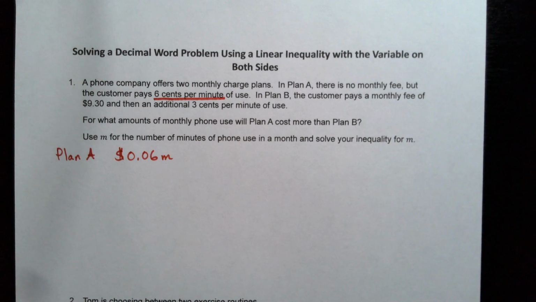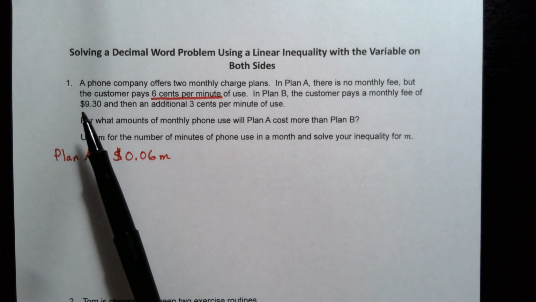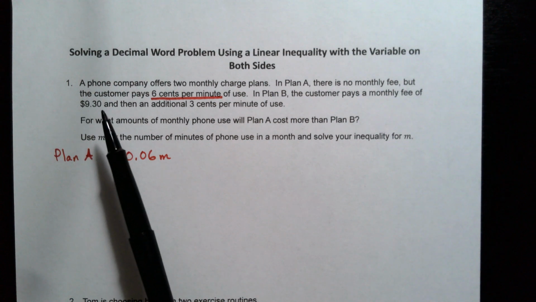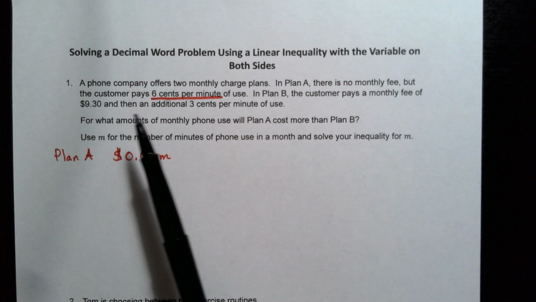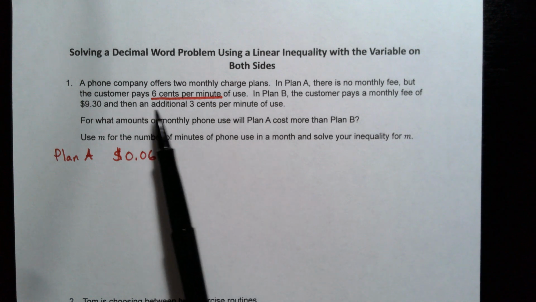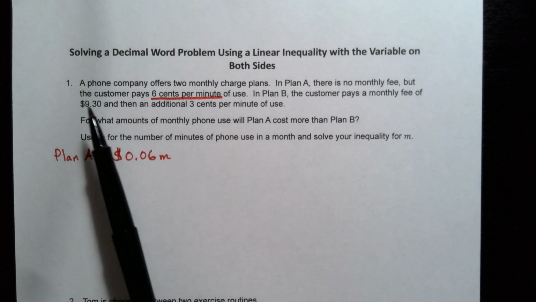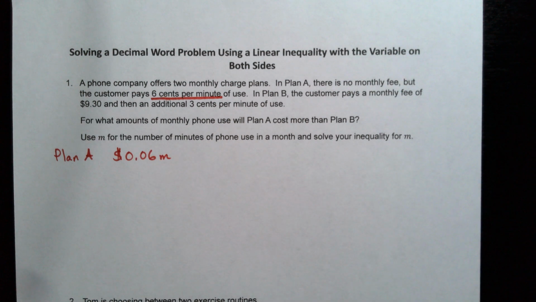If we keep going, plan B, the customer pays a monthly fee of $9.30. So there's a flat fee on this one. You get charged no matter what, $9.30. And then an additional fee of 3 cents per minute of use. So the per minute use cost is just 3 cents versus 6 cents. But you do have to pay that $9.30 surcharge at the beginning.